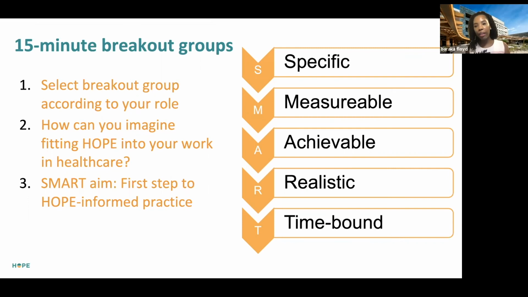And then at the end of that 15 minutes, maybe for the last 5 minutes, I'd like you to spend time coming up with your own personalized SMART aim for your first step to HOPE-informed practice. And then we'll come back together, and Dr. Alvarez will share with us some of her personal reflections from putting HOPE into practice in her own practice. And we'll have questions. And then that's how we'll finish up.